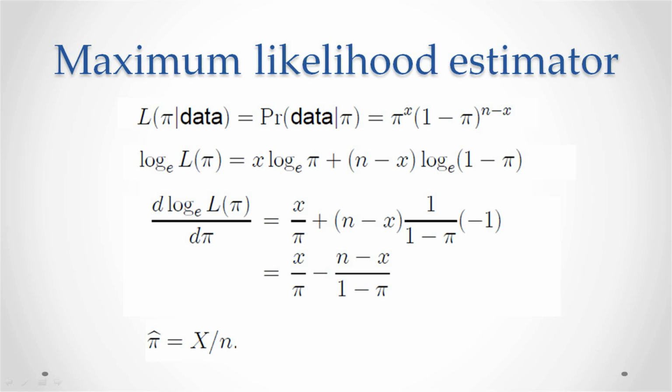By plotting the function or by calculating the second derivative, we find that this indeed corresponds to a maximum, and thus the maximum likelihood estimator is given by the sample proportion x over n.